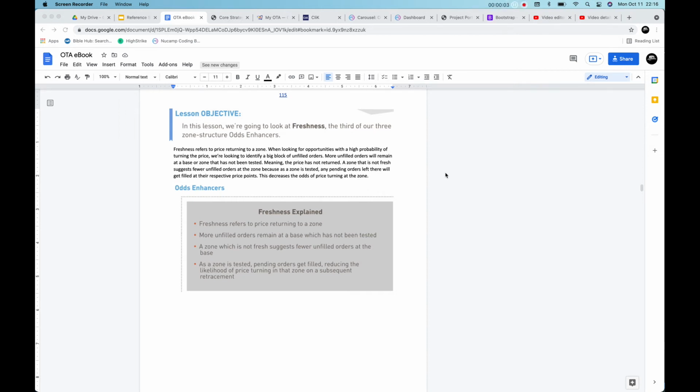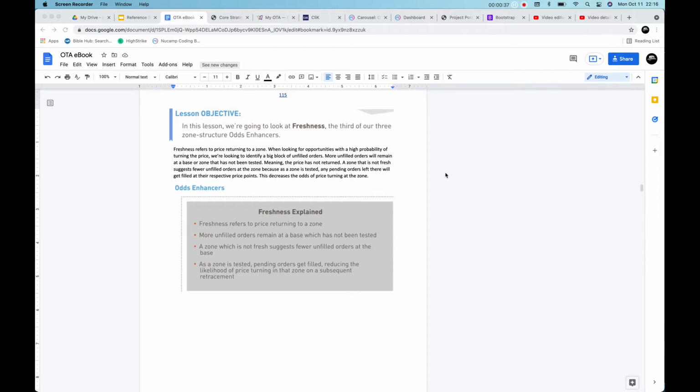In this lesson, we're going to look at freshness, which is the third of our 3-zone structure odds enhancers. Freshness refers to price returning to a zone. When looking for opportunities with a high probability of turning the price, we're looking to identify a big block of unfilled orders. More unfilled orders will remain at a base or a zone that has not been tested. This means that price has not yet returned to the zone.